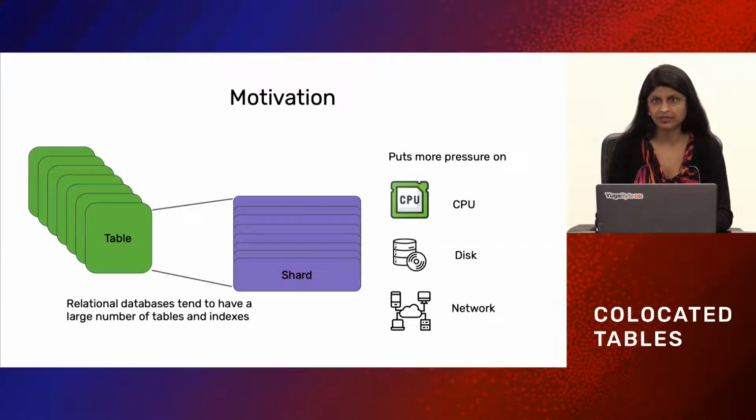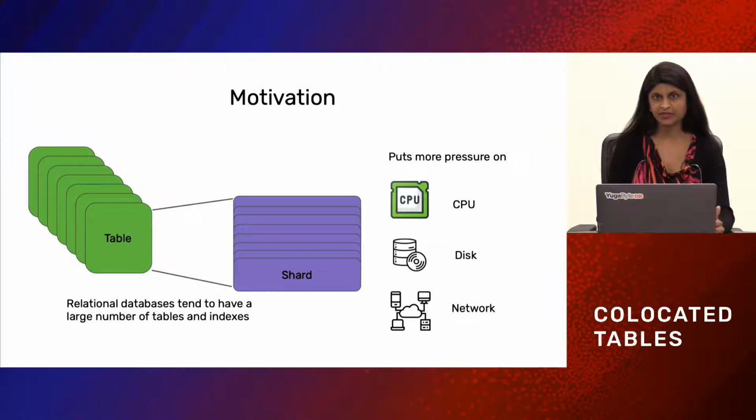In Yugabyte, we are a scale-out database, so what ends up happening is each table will be split into a number of shards. So if you have, let's say, 100 tables, each table split into, let's say, 10 shards, right? You automatically now have a large number of shards that you need to take care of. Each shard comes with its own overhead. For example, it puts more CPU, disk, or network overhead on the cluster.